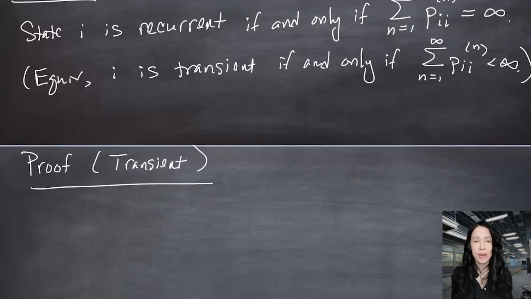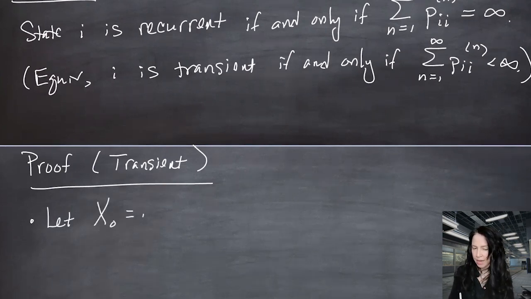Okay, we're talking about excursions from, what am I trying to show here? I'm going to show the transient case. So imagine we start a chain. I'm going to let X0 be i, where i is transient.